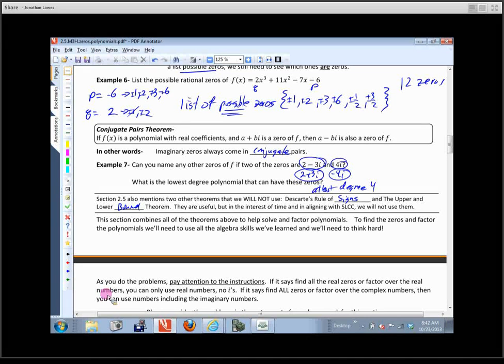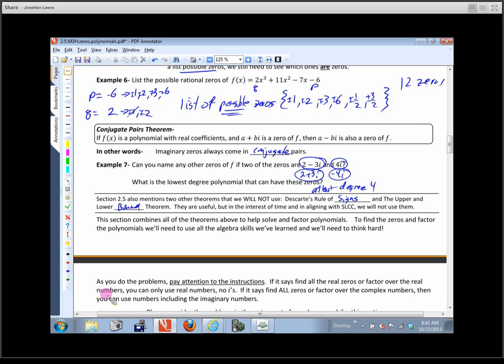So if you see a problem in the assignment that says use Descartes' rule of signs or do the upper and lower bound theorem, which reminds me, I think the last 2 problems, 80 and 81, I think you can cross those off from the assignment because I think I circled those incorrectly. Okay?